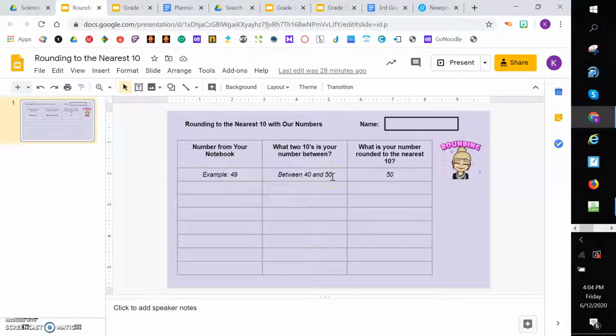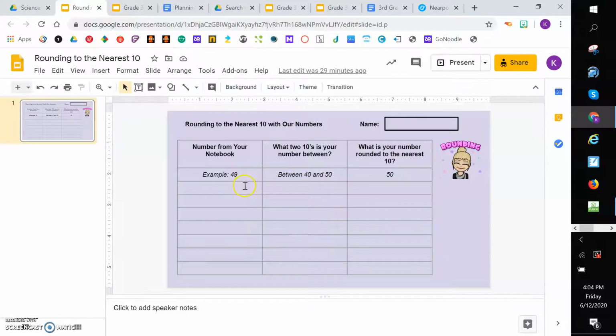I'm thinking of the fact that if in the ones place it's a 1, 2, 3, or 4, it's going to slide back down to the 40. But if it's 45, 46, 47, 48, 49, if it has a 5, 6, 7, 8, or 9 in the ones place, it's going to slide up to the 50. This number has a 9, so I think 5, 6, 7, 8, 9, it slides up to that bigger number. And so that's why in this example, 49 rounded to the nearest 10 would be 50.